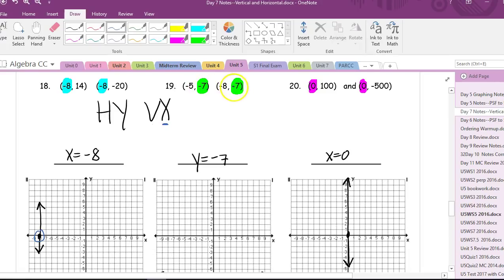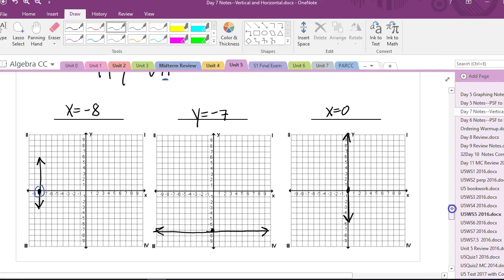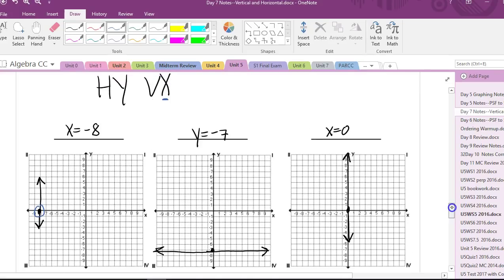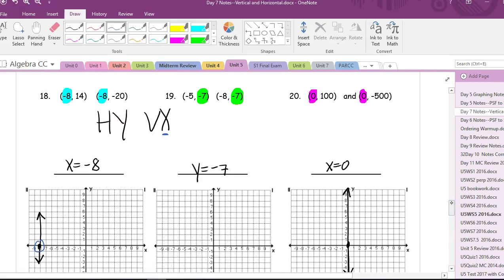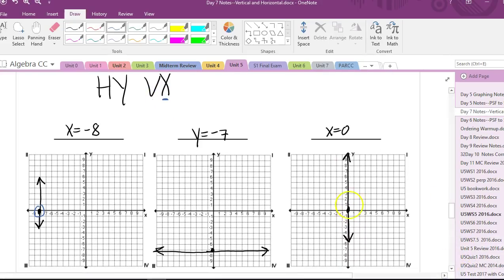Number 19, your y's are both equal to -7, and so your equation is y equals -7. That's horizontal, and there's my line right down there. And 20, you have both of your x's equal to 0, so that's your equation, x equals 0. x equals, remember, is a vertical line, and there it is right there.